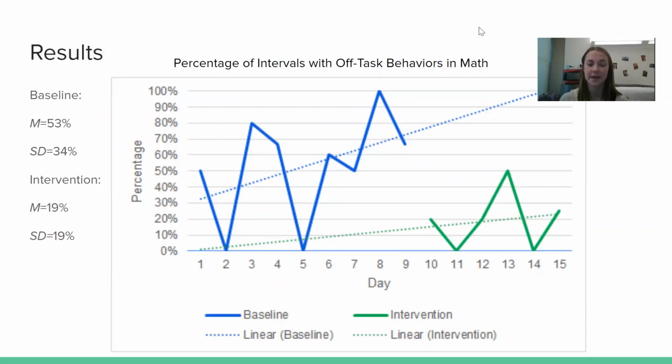So this graph represents the percentage of intervals with off-task behaviors in math. The mean for the baseline was 53%, and the standard deviation was 34%. For the intervention, the mean was 90%. In addition, the standard deviation was 19%. On days 2 and 5 of the intervention, the student's off-task behaviors had decreased down to 0 because of other classroom activities that disrupted the observation times. In addition, the trend lines for both the intervention and the baseline data have a small increase. However, the intervention trend line is lower than the baseline data.